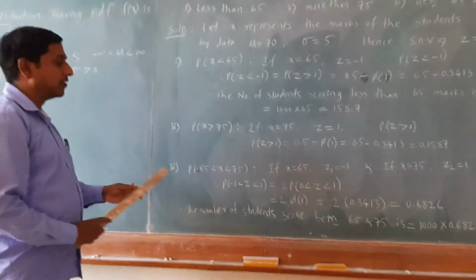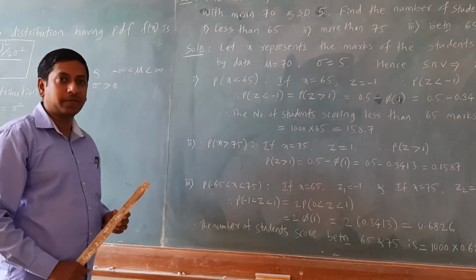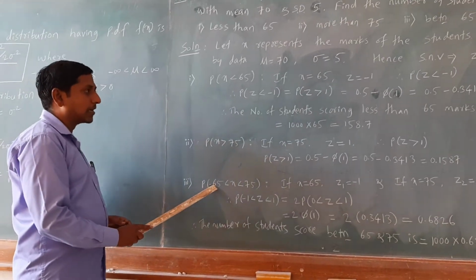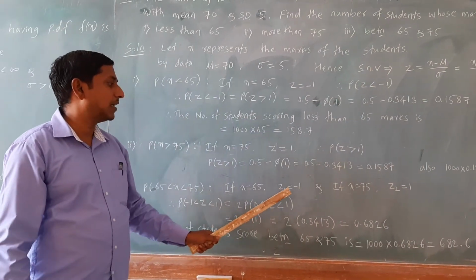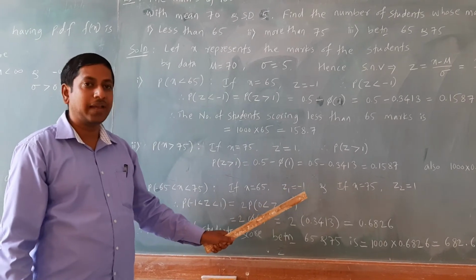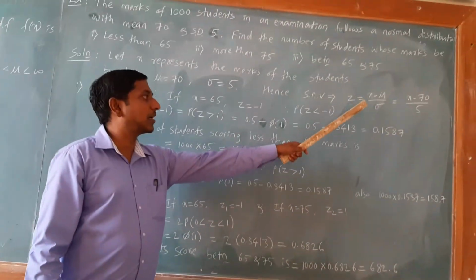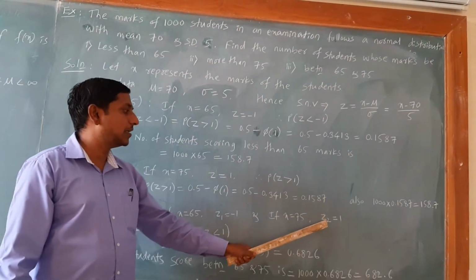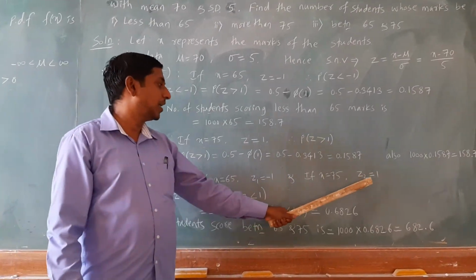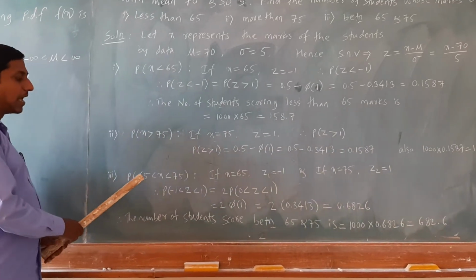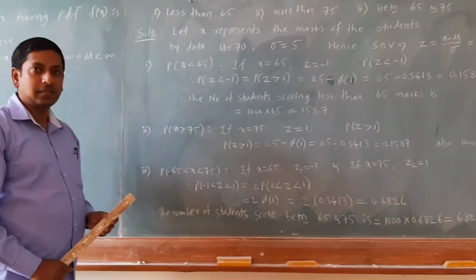Then the last one is the number of students who score between 65 and 75. Between 65 and 75 means the x value belongs to the interval 65 to 75. Again we substitute x equal to 65 in this formula and get the value of z1 as minus 1. If we substitute x equal to 75, we get the z2 value as 1. Taking both values, minus 1 and plus 1, we express this condition as probability of minus 1 is less than z, z is less than 1.